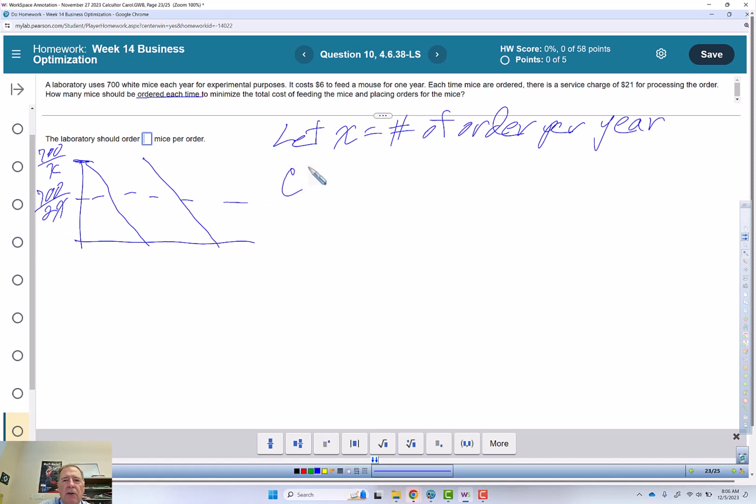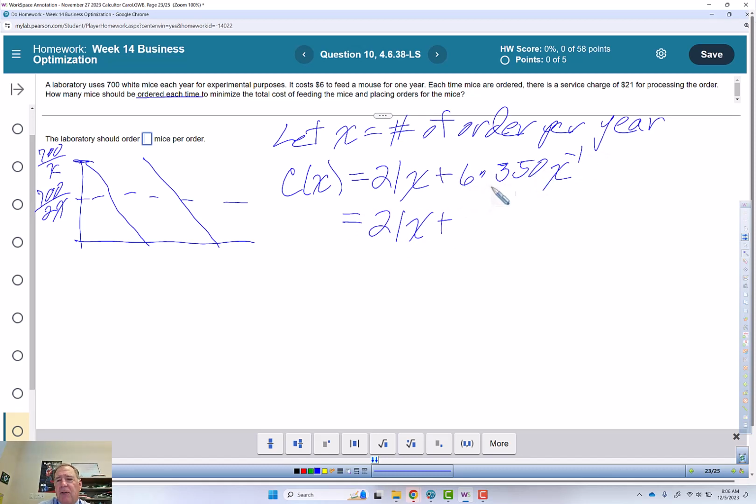So our cost function as a function of x, not our final answer x, is going to be 21 times x plus 6 times 350 over x, and instead of over x, I'm going to say x to the negative 1 to make the derivative easier. And then multiplying out, 6 times 300 is going to be 1800, 6 times 50 is 300, so that's going to be 2100 x to the negative 1.